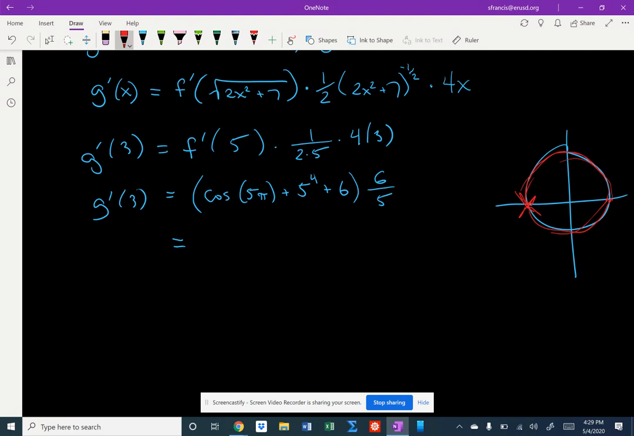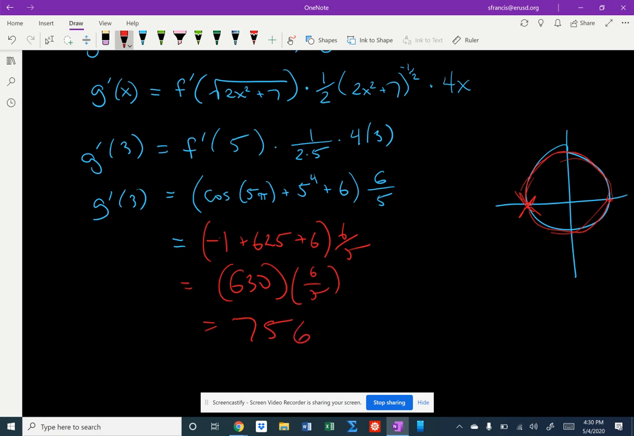We end up with negative 1 plus 625 plus 6 in the parentheses times 6/5, which is just 630 times 6/5, which is 756. And I didn't work that out mentally. I'm just remembering the answer. So there was nothing fantastic that happened there. But that's what you get.